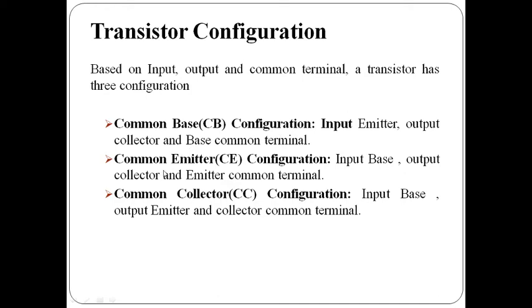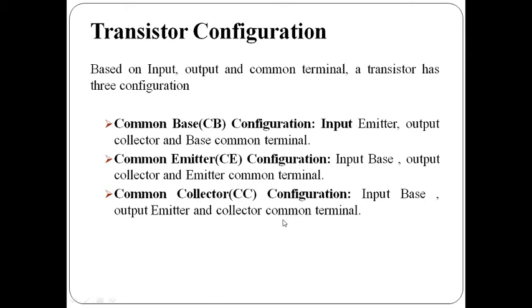The second one is the common emitter configuration. The other name for the common emitter configuration is the emitter grounded configuration, where the input will be the base and the output will be the collector, and the emitter will be the common terminal for the input base and the output collector. And the third is the common collector configuration, where the input will be the base and the output will be taken from the emitter terminal, and the collector will be the common terminal for the input base and the output emitter. So it can also be called a collector grounded configuration.